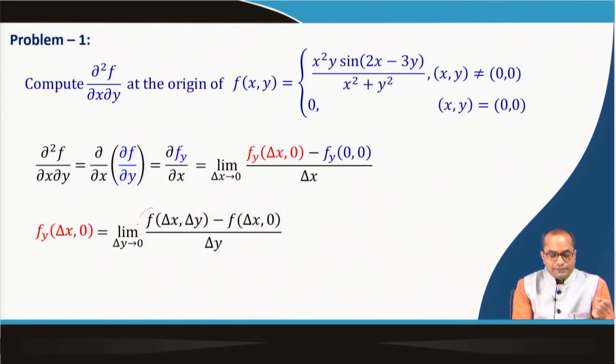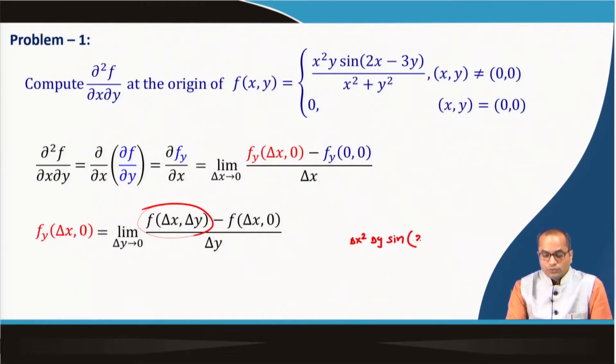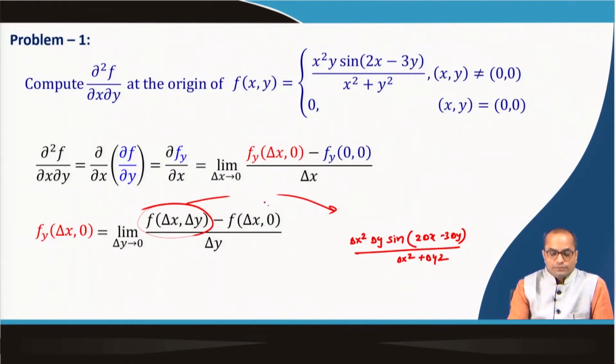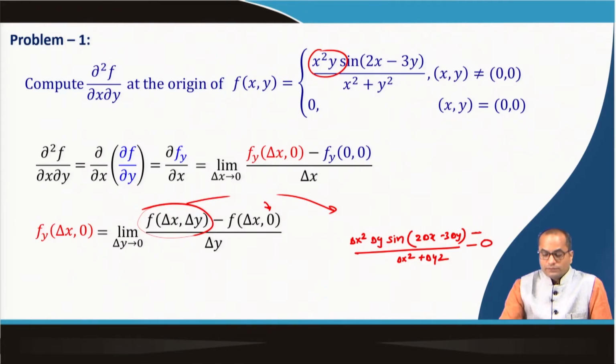Now, f(delta x, delta y) from the function will be delta x squared, then delta y times sine of 2 delta x minus 3 delta y, divided by delta x squared plus delta y squared. This is the term f(delta x, delta y). When we have f(delta x, 0), because the second argument is 0 and in the function there is a product x y, that becomes 0. So, minus 0, and then divided by delta y, and then we look for delta y going to 0.